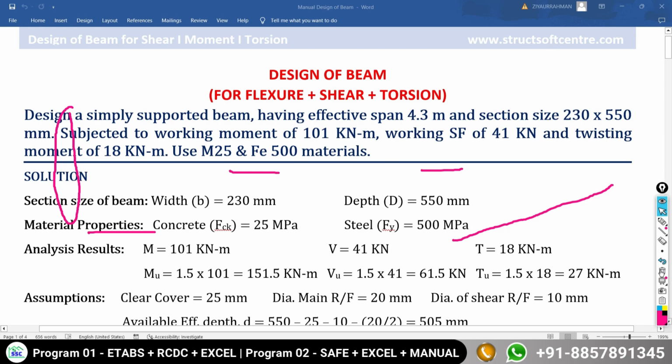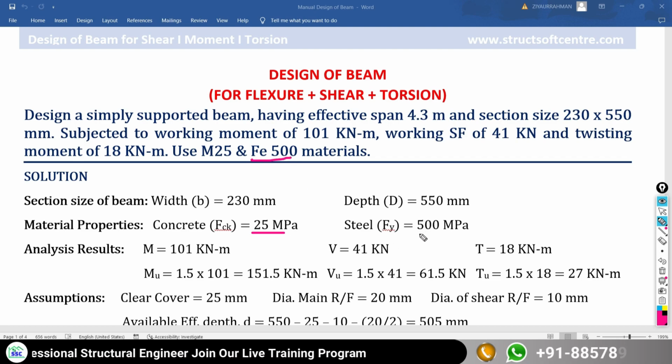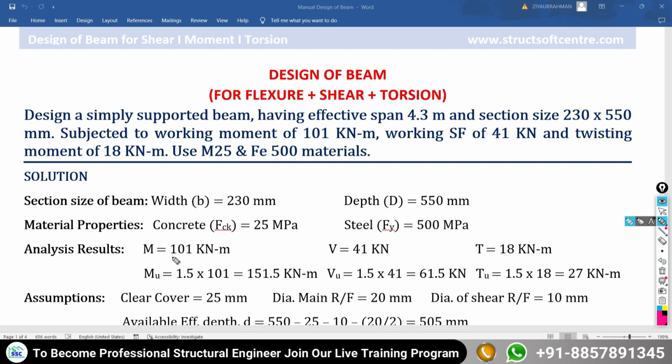Now I would like to write the material properties. The material property is given as M25, so 25 is the characteristic strength of concrete, and the grade of steel is given as Fe500. So the yield strength of this steel is going to be 500 MPa. Now the analysis results are moment equal to 101 kilonewton meter.